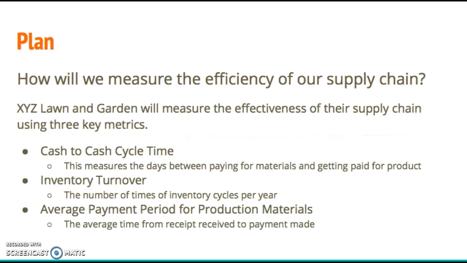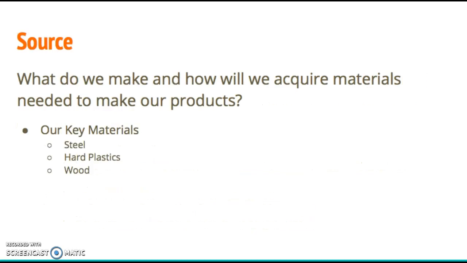How will we measure the efficiency of our supply chain? XYZ Lawn and Garden will measure the effectiveness of their supply chain using 3 key metrics: cash-to-cash cycle time, which measures the days between paying for materials and getting paid for product; inventory turnover, which is the number of inventory cycles per year; and average payment period for production materials, which is the average time from receipt received to payment made.